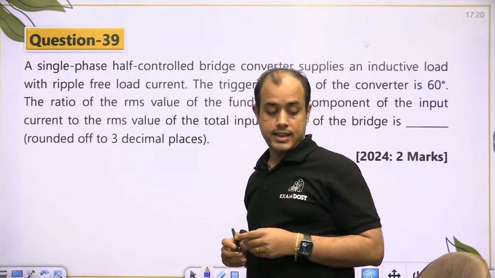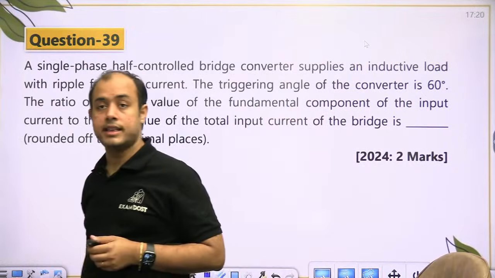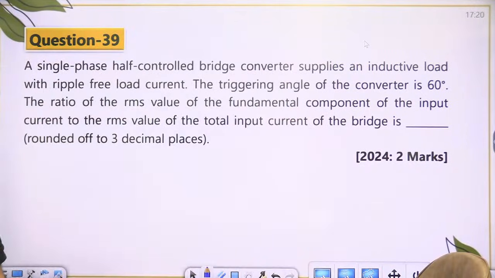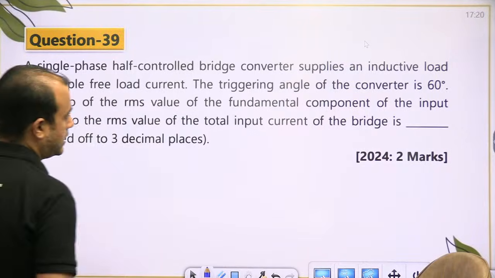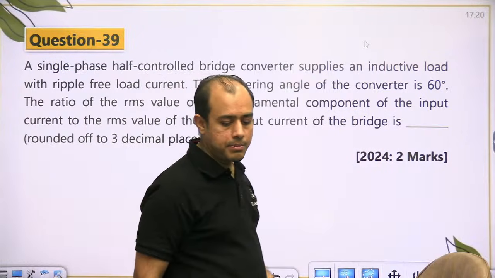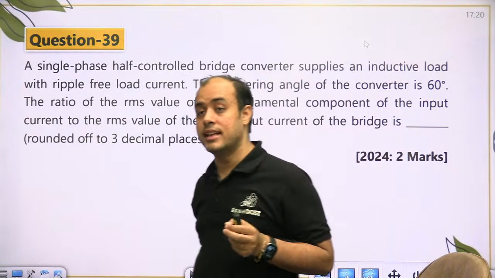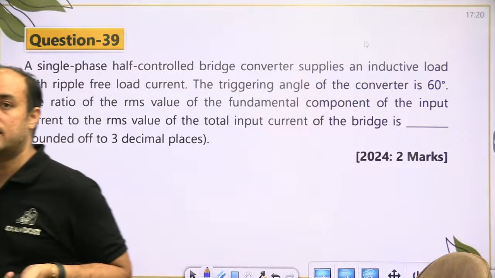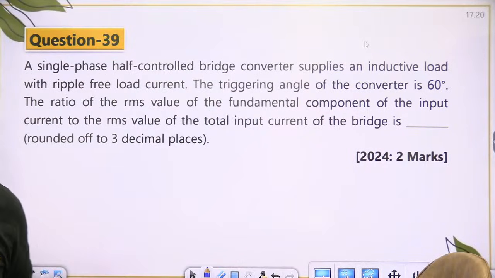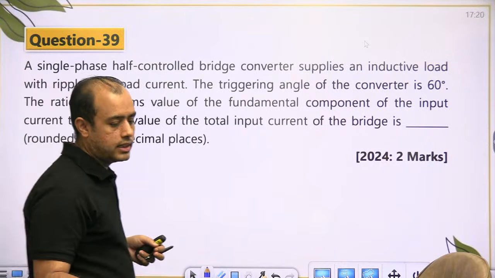चलो नेक्स्ट देखिए, गेट 24 प्रॉब्लम. अ सिंगल फेस हाफ कंट्रोल्ड ब्रिज कन्वर्टर सप्लाइज इंडक्टिव लोड. अल्फा इज गिवन. RMS value of fundamental component of input current to the RMS value of total input current. Simple question beta, it is nothing but distortion factor. It is asking for single phase semi converter, the distortion factor.